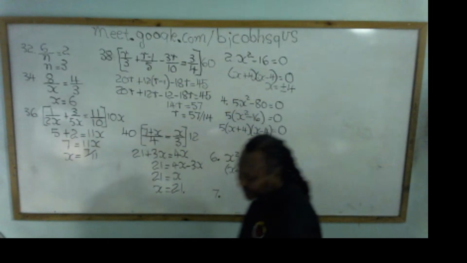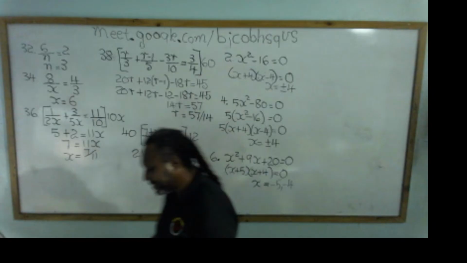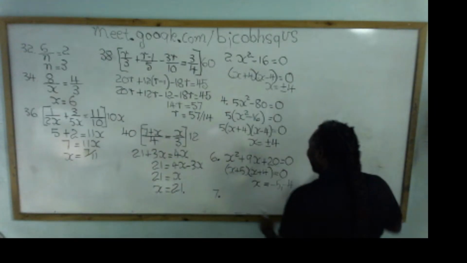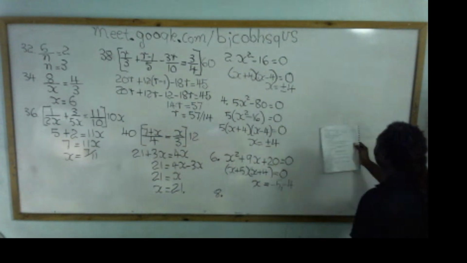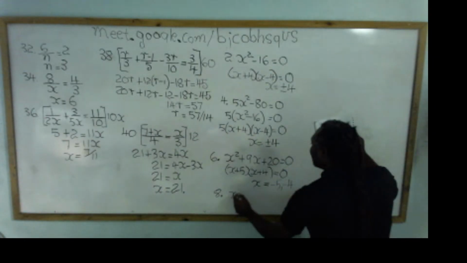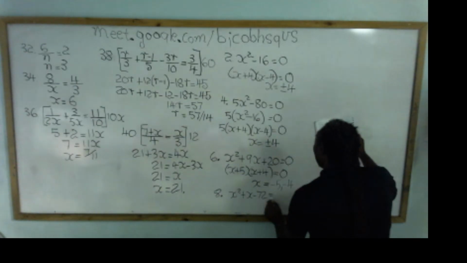Not number 7, number 8. I like this one. This is a model problem, students. That's a model problem. Number 8. It's very nice. x squared plus x minus 72 equals 0.